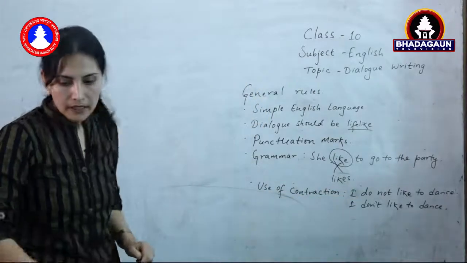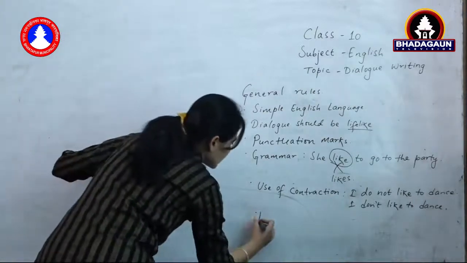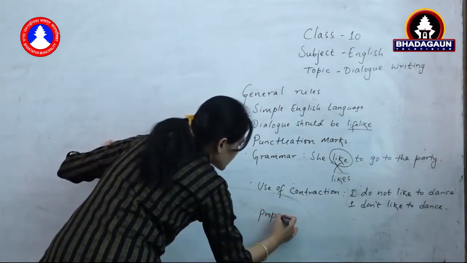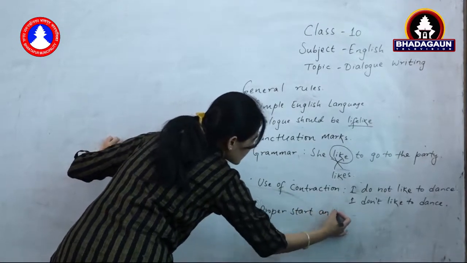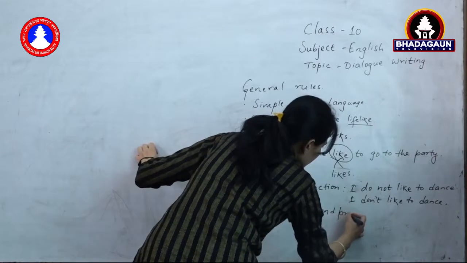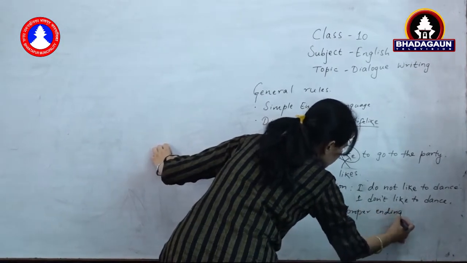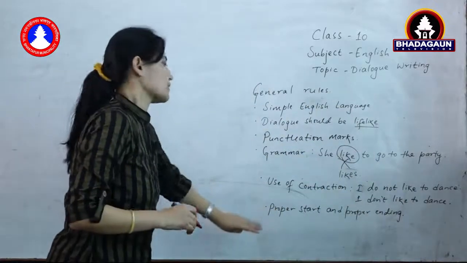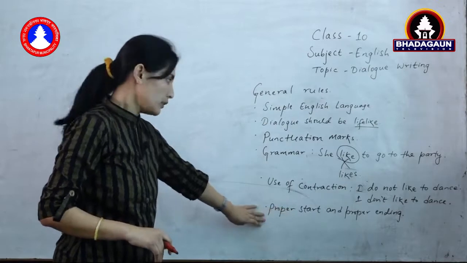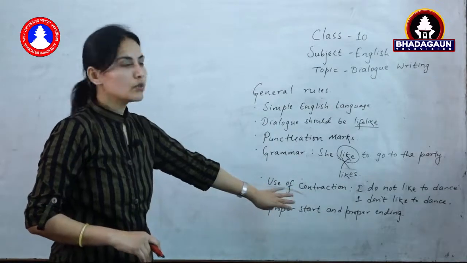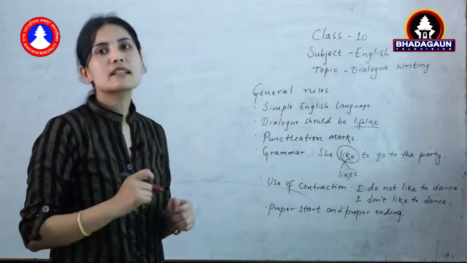All right, and the next thing is, of course, proper start and proper ending. Of course, the starting of the dialogue should be very much proper, and likewise the ending should also be done properly. Whenever we write dialogue, there must be at least 6 exchanges.